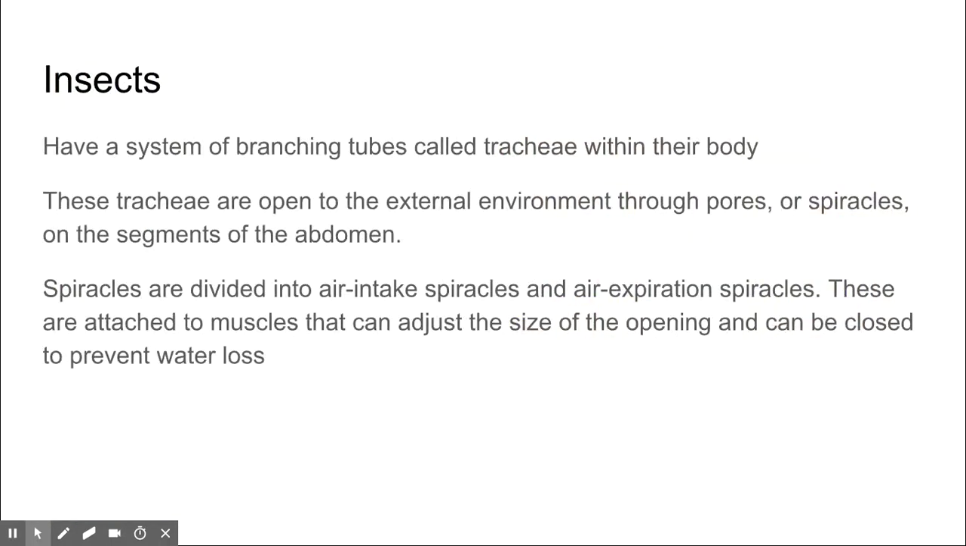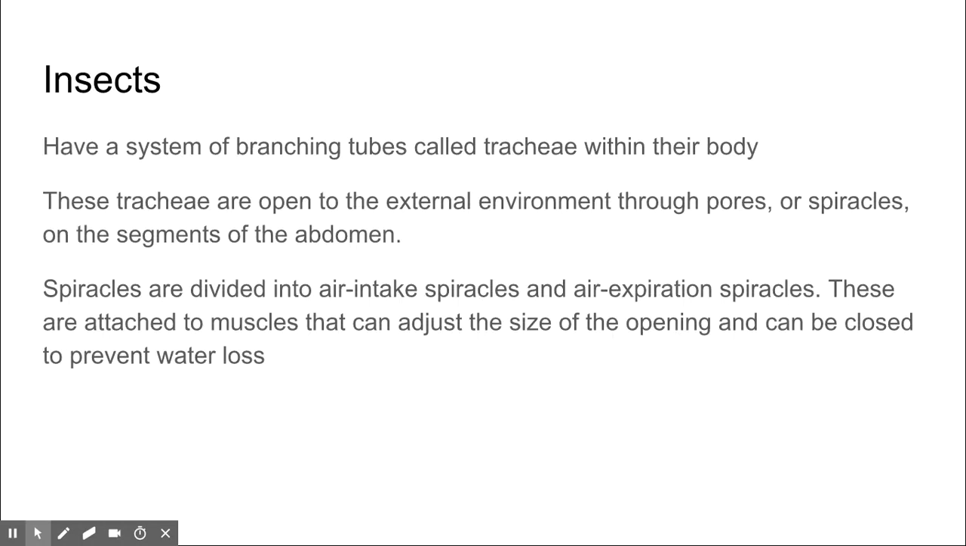Insects are unlike humans, however. They have a system of branching tubes called the trachea within their body, and these open to the external environment through pores, also known as spiracles, along their abdomen. This is why fly spray works effectively, as it blocks these spiracles and stops them from being able to breathe. These spiracles can be classified as either intake spiracles or expiration spiracles, depending on whether the air moves in or out through that spiracle.